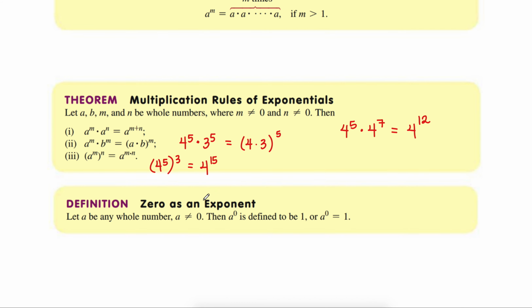We also define 0 as an exponent. Anytime you're raising a non-zero number to the 0th power, 0 to the 0 power is actually undefined, but anything else to the 0 power is just defined to be 1.